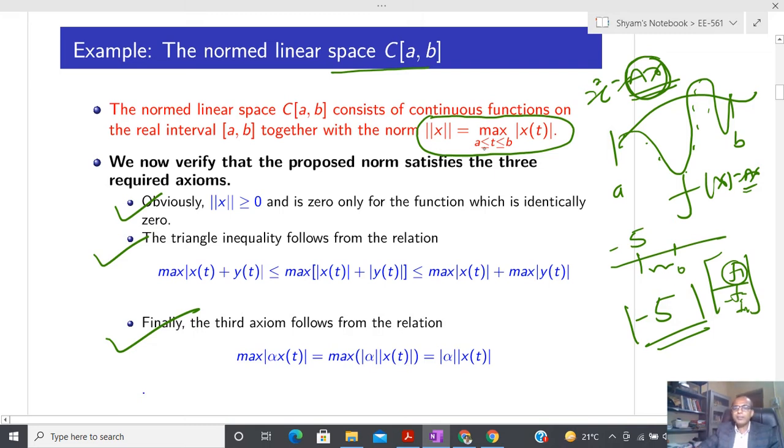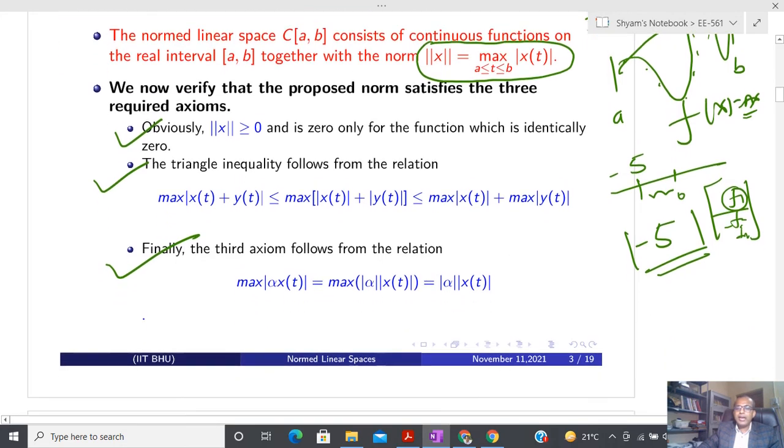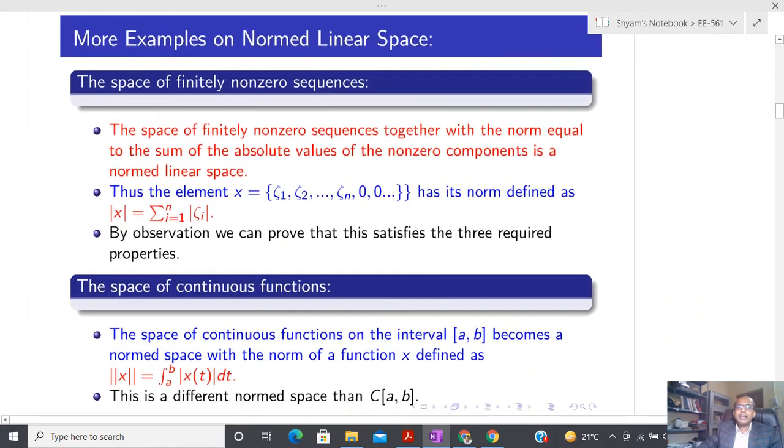Does anyone have confusion? So I have three different things to define in this space: pointwise addition, pointwise scalar multiplication, and after that the norm using some kind of absolute value. Then this whole space, if it satisfies all axioms of the vector space, is called a normed linear space. So I am just adding one more notion. Okay, now let us come to the second example.